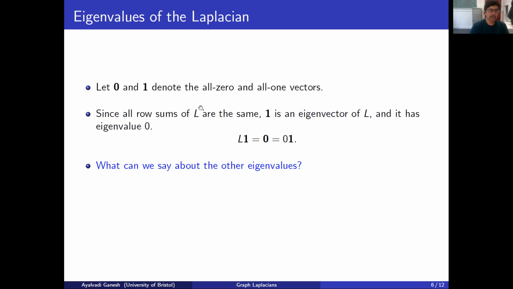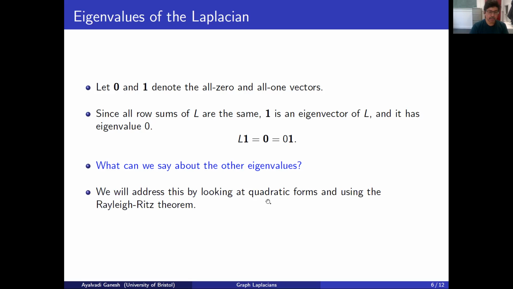Okay, so we've found one eigenvector and one eigenvalue of L pretty much effortlessly. But can we say a bit more about the other eigenvalues? And we can. So we'll go on to do that. We are going to do so by looking at quadratic forms on the Laplacian and using the Rayleigh-Ritz theorem, which we studied last time. And if you've forgotten it, now's a good time to remind yourself of the Rayleigh-Ritz theorem.